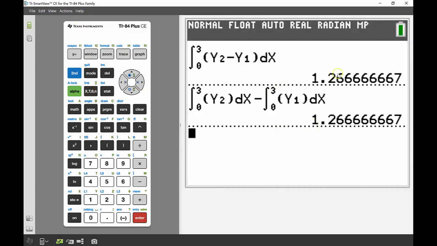I would slightly prefer the first one just because it involves a little bit less entering in of different templates and filling things out.